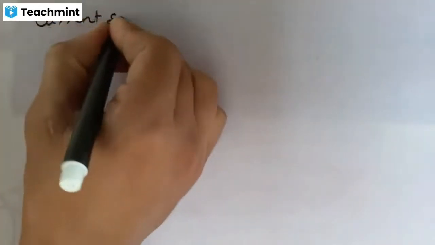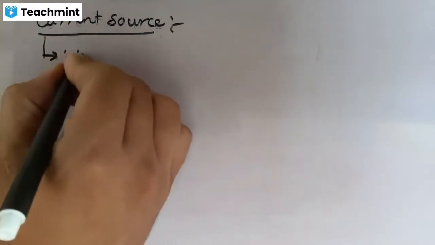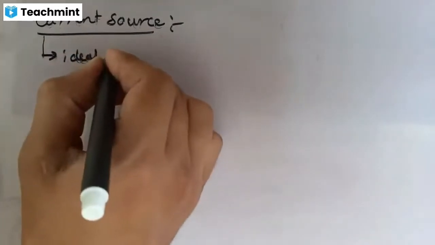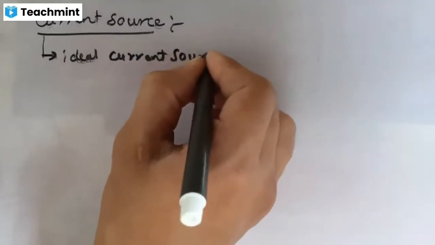Now let us study current source. It is also an active device which can provide a current to the circuit, or which can provide current to run the circuit. That is called a current source. Again, here we have two things. One is ideal current source. Another one is practical. Let us see practical afterwards.